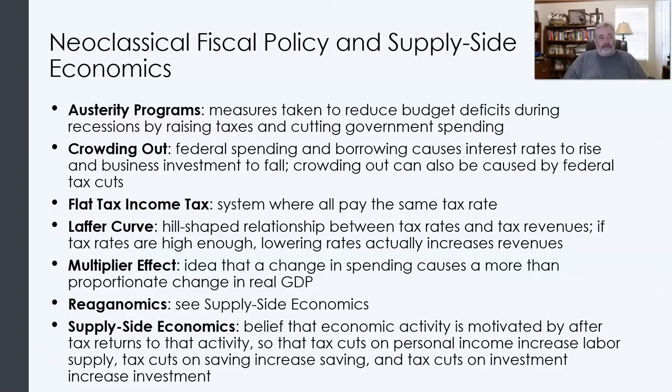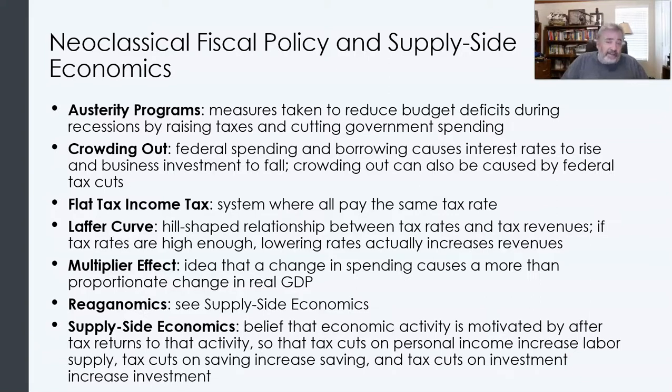Then there's the flat tax, income tax. We already talked about that. I'm not sure why it's here. There's the Laffer curve I mentioned earlier. This is the idea that if tax rates are too high, it creates a disincentive for people to work. And so the government can raise tax rates so high that they actually start reducing tax revenues because fewer people will go to work. Remember that multiplier effect. It's important. The idea that a change in spending causes an even greater change in total output.